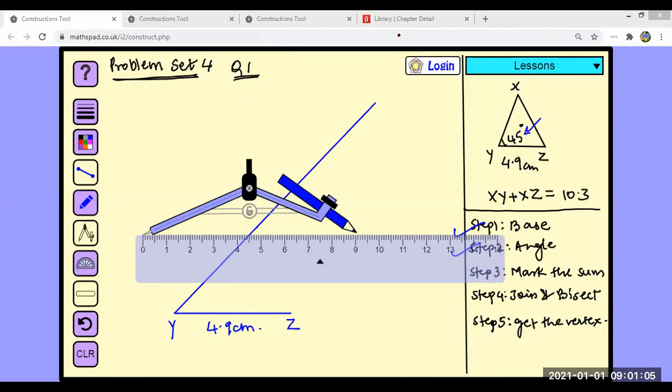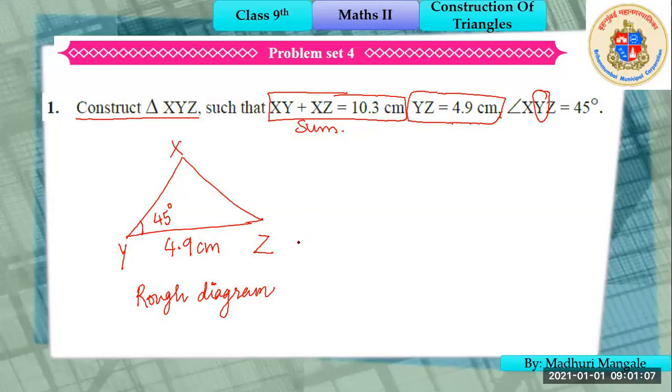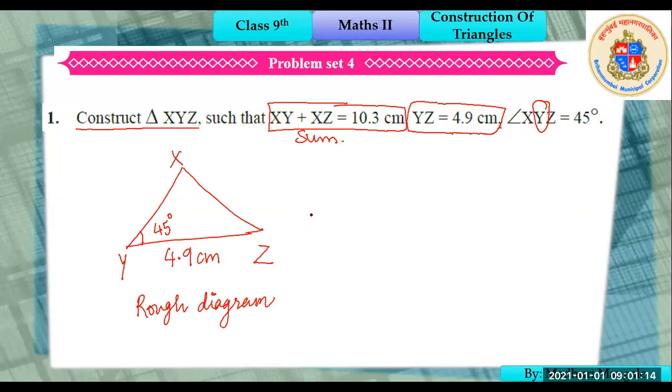Till then, you all can try to work out on your paper, right? Try to do this construction on your own till then, quickly.